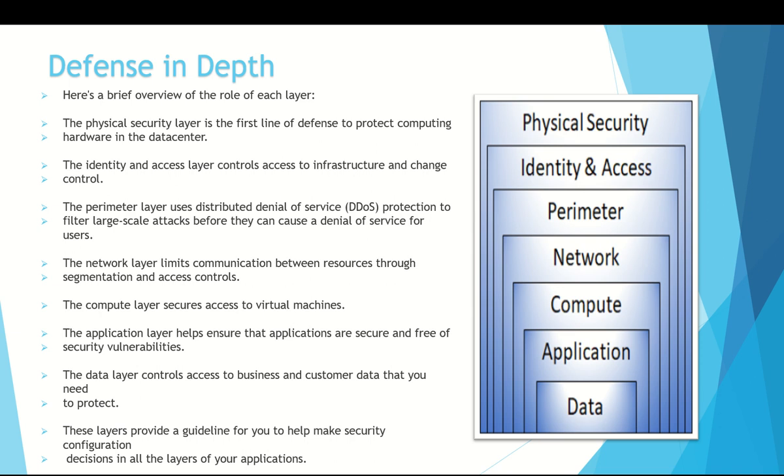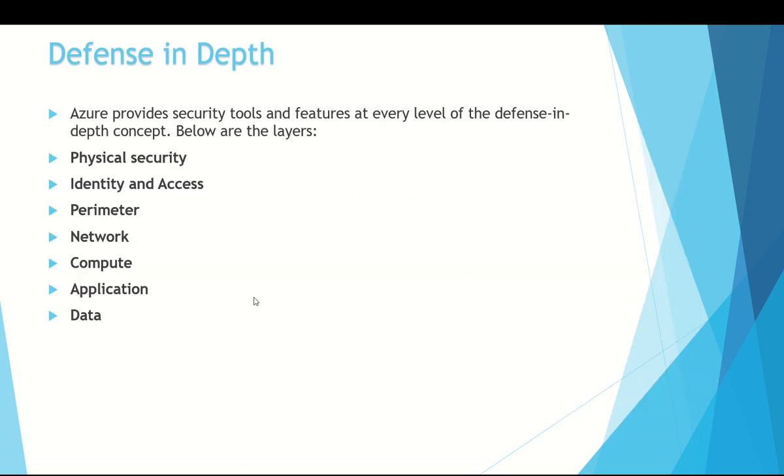Okay. So the physical security layer, like we already discussed, but I want to show it briefly. Here you can see the first layer, physical layer, identity layer, perimeter layer, network layer, compute layer, application layer, and data layer. Next, okay, so Azure provides security layers. These are all things we already discussed.